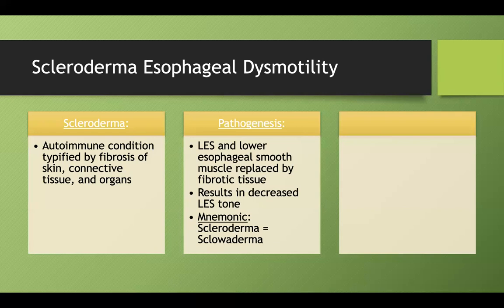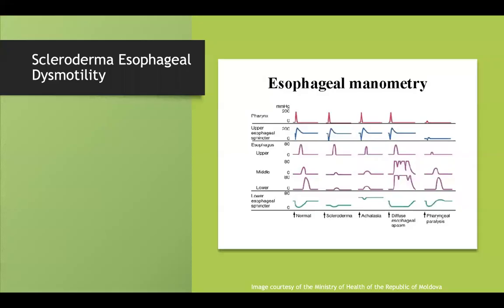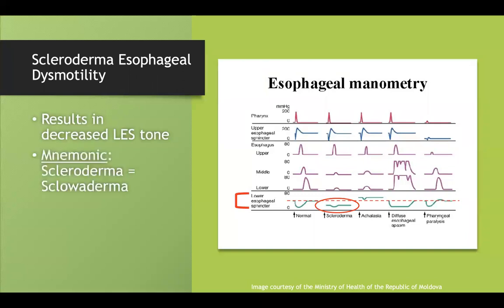My mnemonic for this is that when I think of scleroderma, I think of it as very low. The tone especially is going to be low because it's replaced by this fibrotic tissue that doesn't work as nicely. So if we go here, and look at our tone again and go through what's normal, we have scleroderma with a decreased tone here.